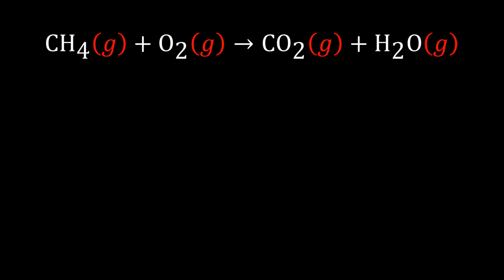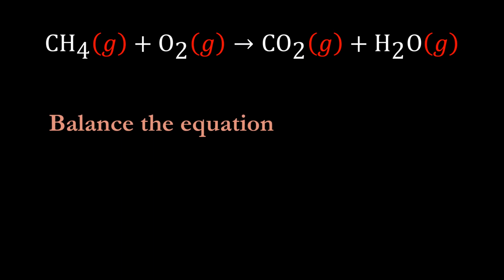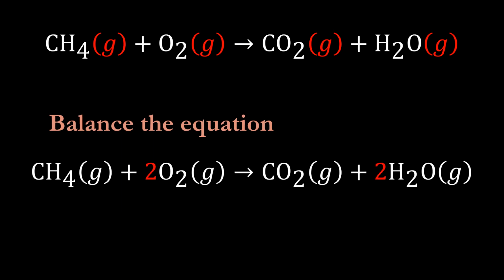Okay, we need a reaction to consider, and this is a good one because in this reaction both reactants and both products are gases. This is the combustion of methane, which is the major component in natural gas. So we need to balance this chemical equation, and when we do that, we discover that there is a 2 that needs to be in front of both the oxygen gas and the water vapor.